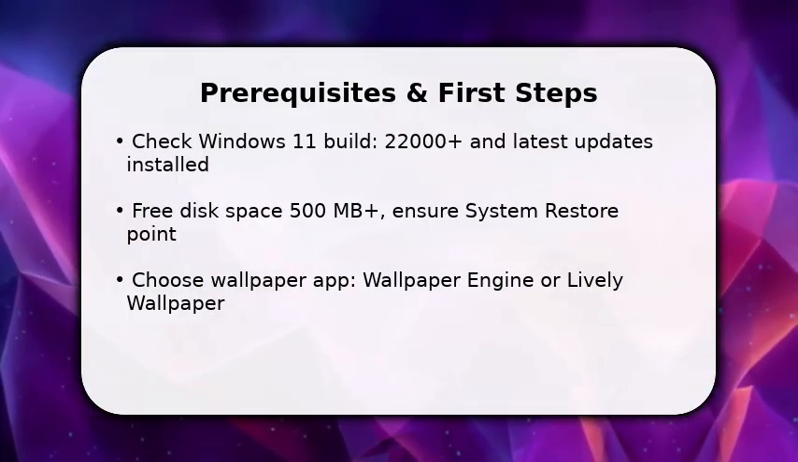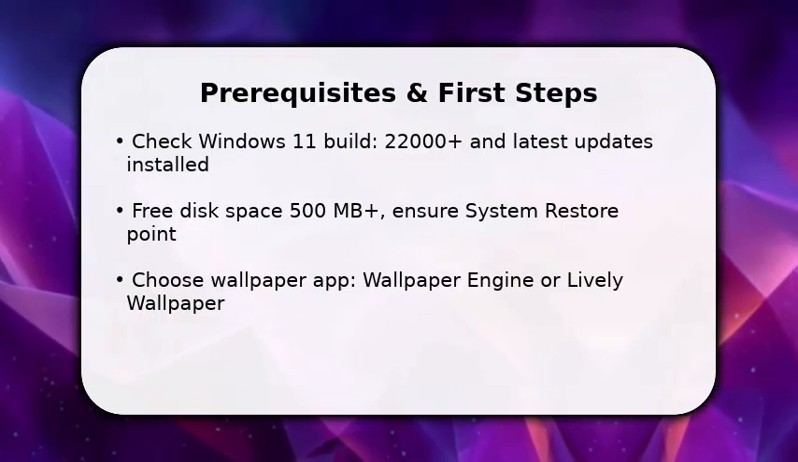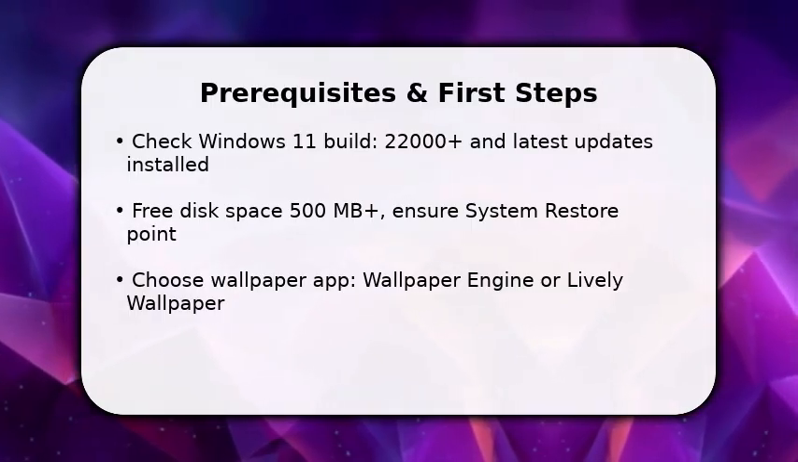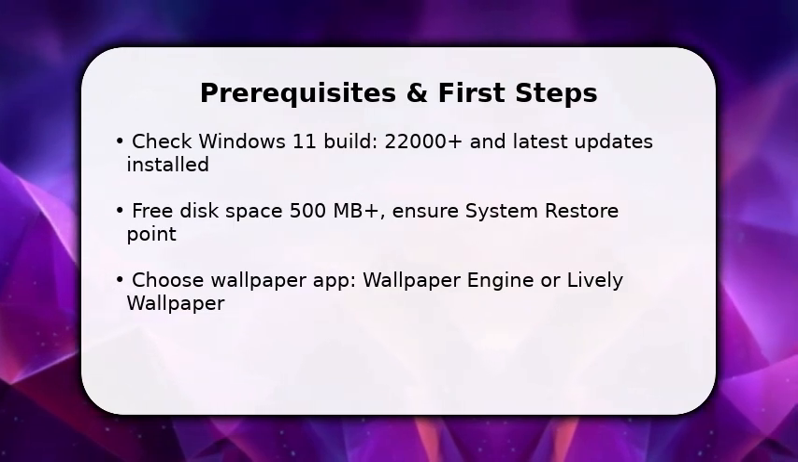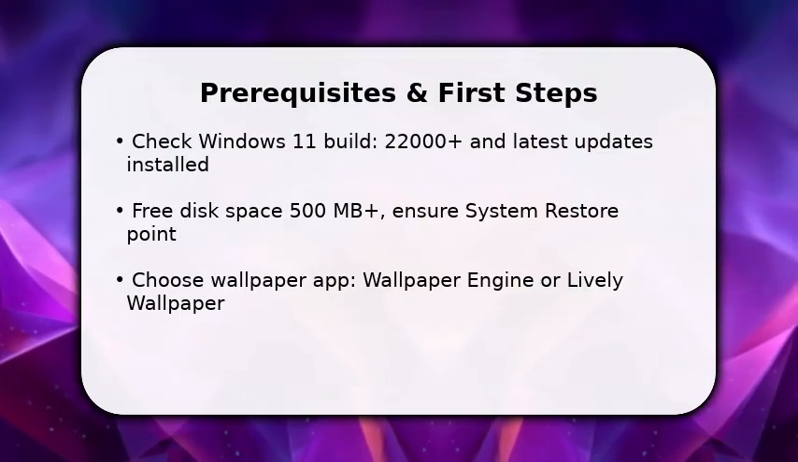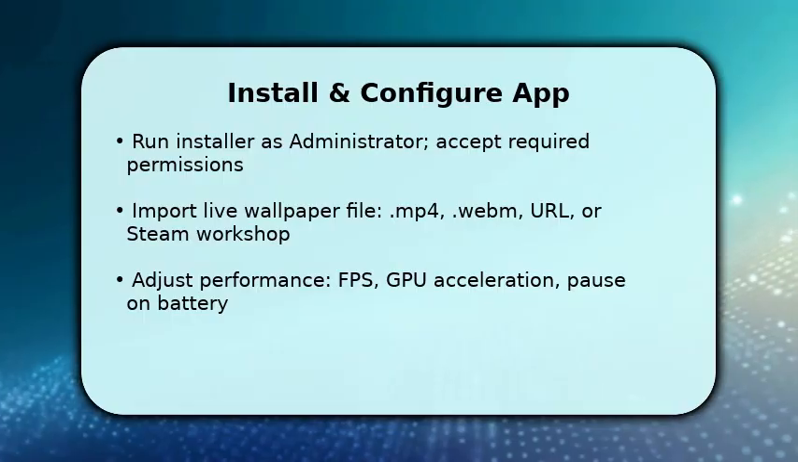Next, pick a trusted app, Wallpaper Engine on Steam or the free Lively Wallpaper, because the app determines format support and performance. Download the installer now, then pause to read permissions before you run it. This avoids surprise background services. Run the installer as administrator and accept necessary permissions. This prevents blocked features later.